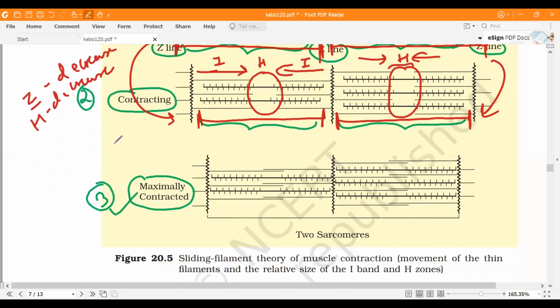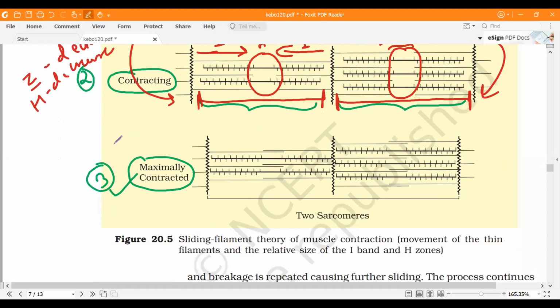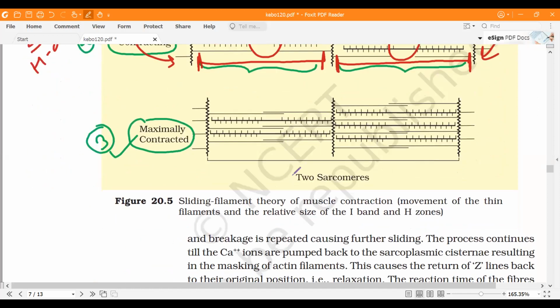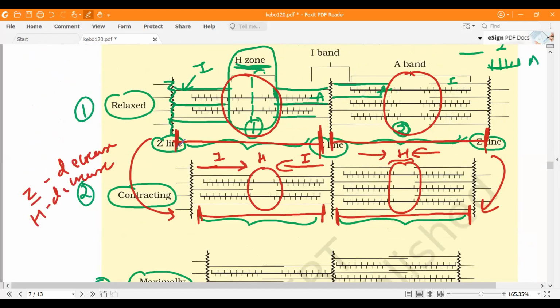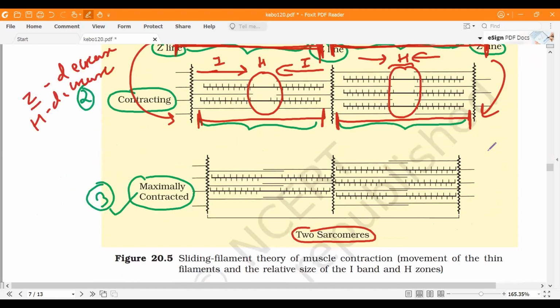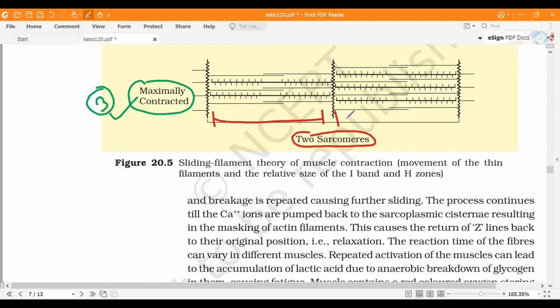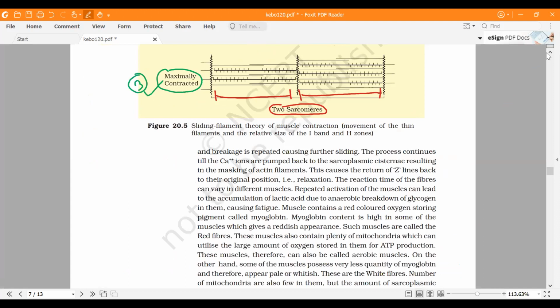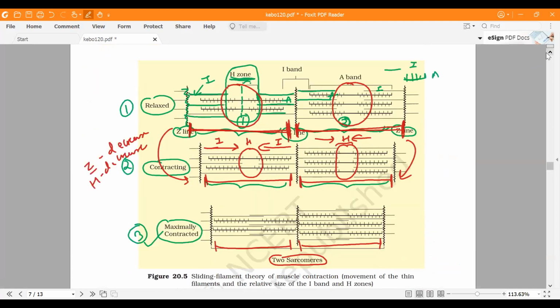Now they ask all these questions: what will be in the contracting stage, what will be in the maximum contraction. As you can see over here, these are two sarcomeres. Just compare this area, it was quite big. If you compare the relaxed stage between two sarcomeres to the maximal contraction stage, you can see a visible difference, no? Yes or no?